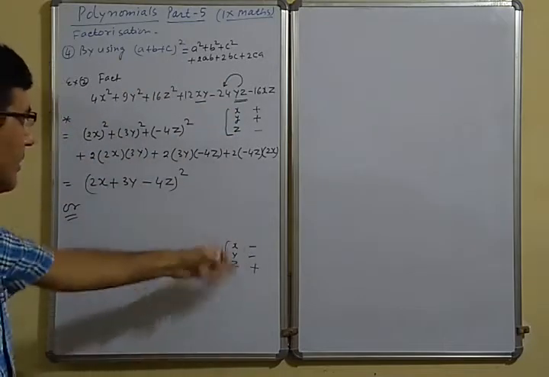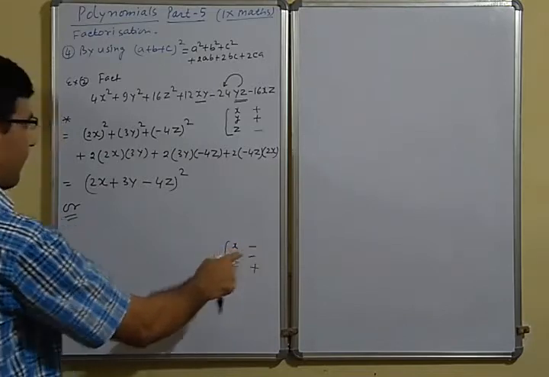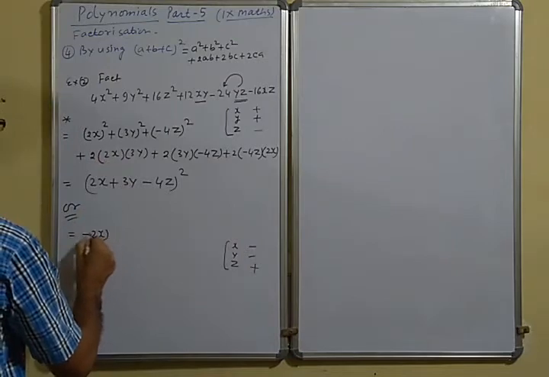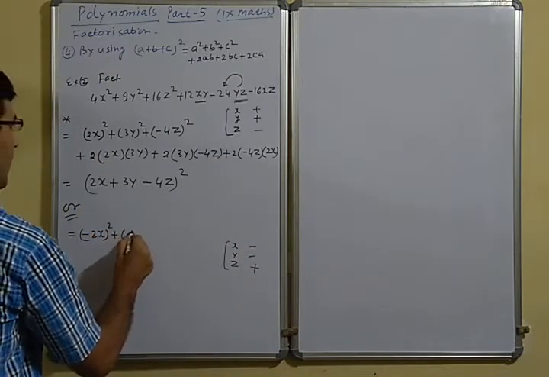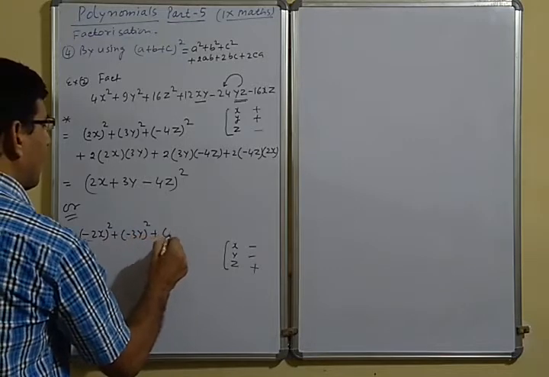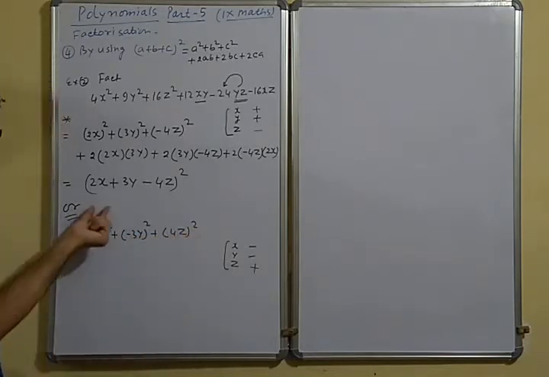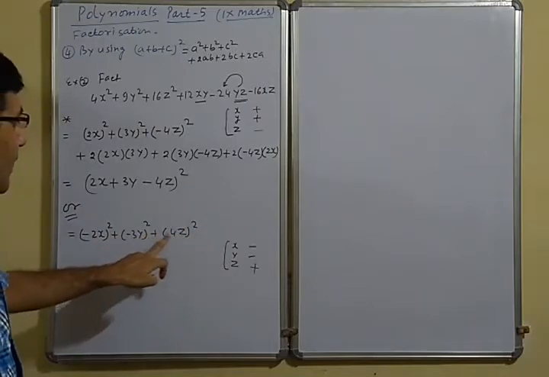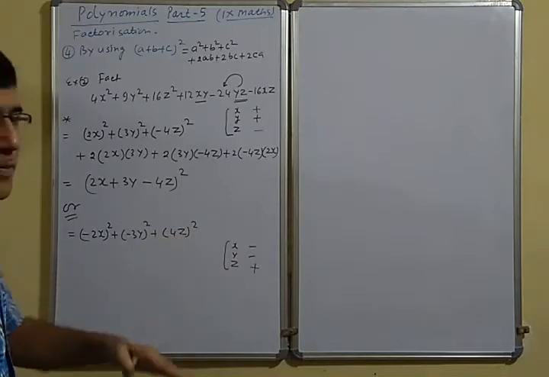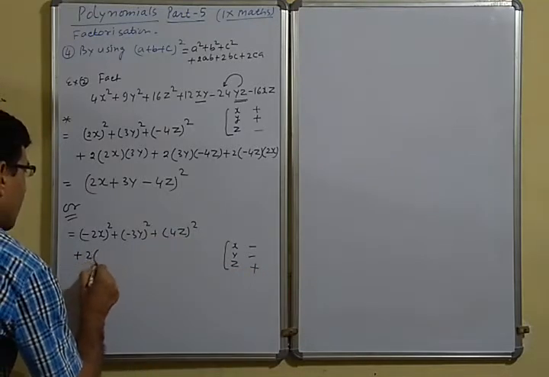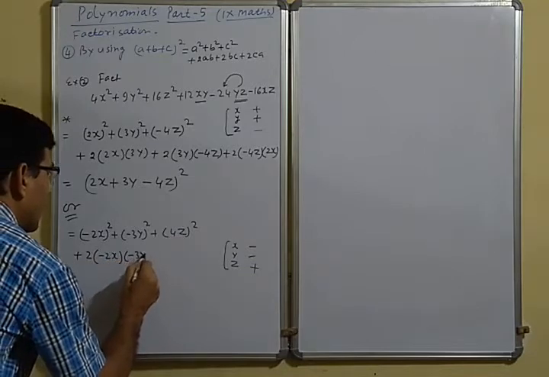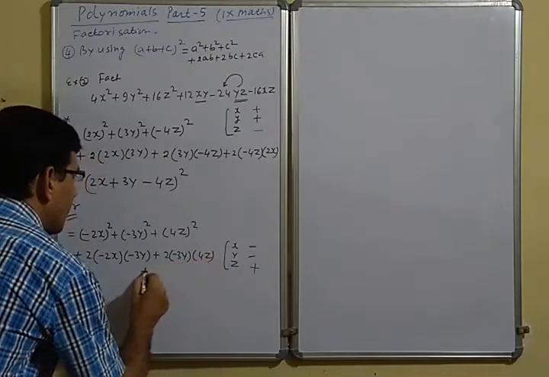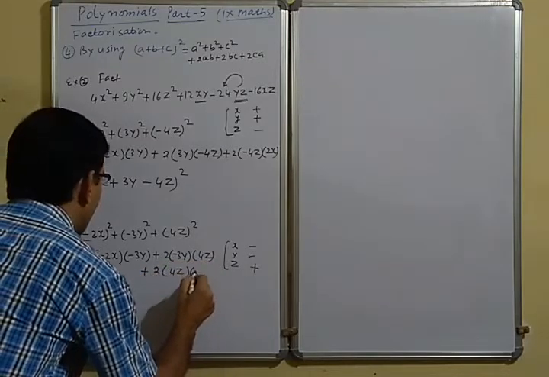Now by using this sign, here x we have taken negative, y negative and z positive. So in that case, what we can write? (-2x) whole square plus (-3y) whole square plus (4z) whole square. That is a square plus b square plus c square. A is what? Minus 2x. B is what? Minus 3y. C is what? 4z. So we'll expand: plus 2ab, plus 2bc, plus 2ca.